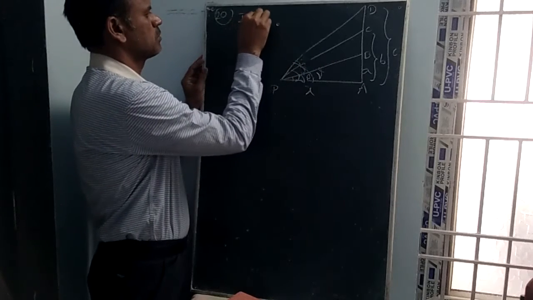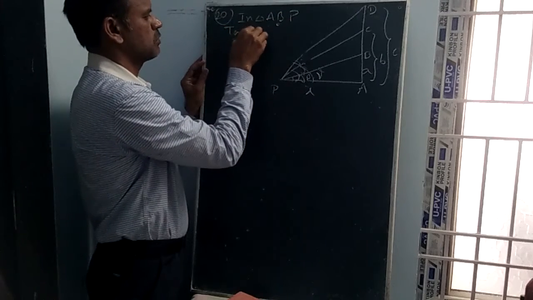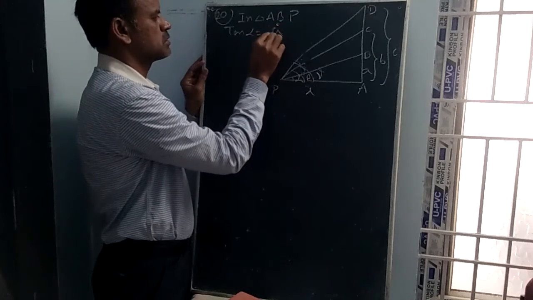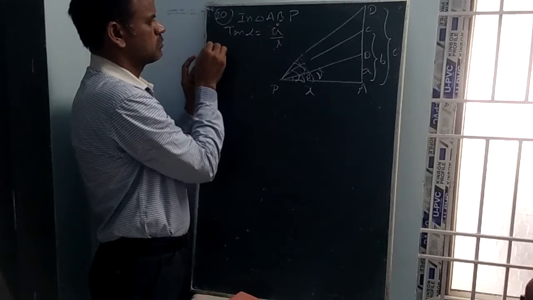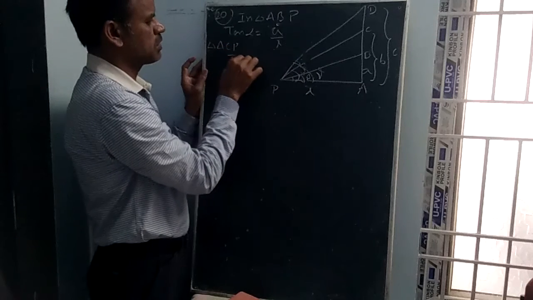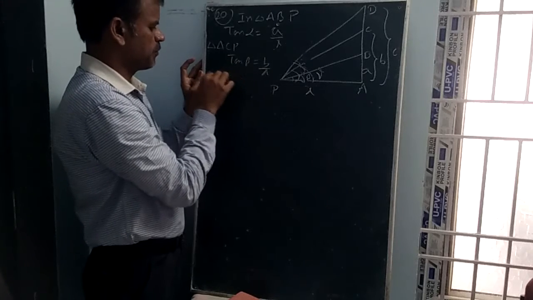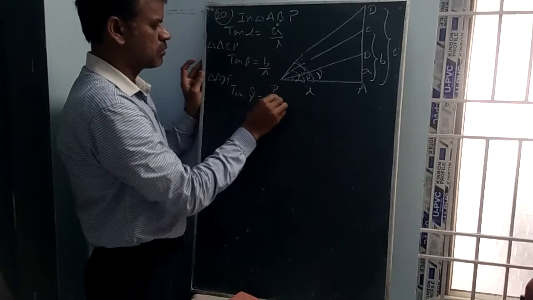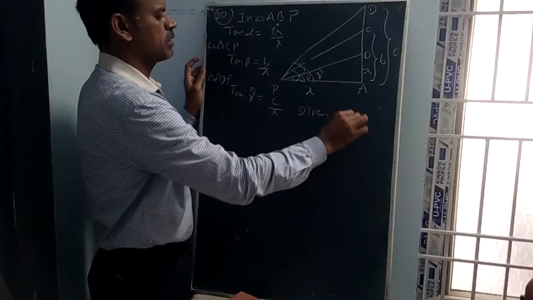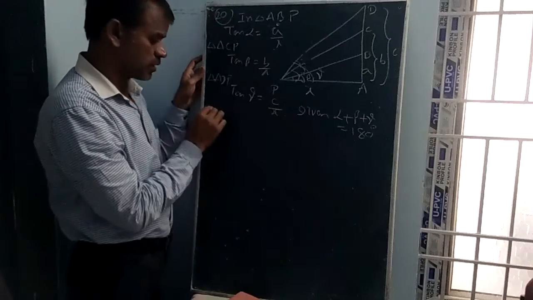In triangle ABP, write tan alpha is equal to small a by x. In triangle ABP, this is small a by x. Next, in triangle ACP, tan beta is equal to small b by x. In triangle ADP, tan gamma is equal to small c by x. Given condition, alpha plus beta plus gamma equal to 180 degrees.